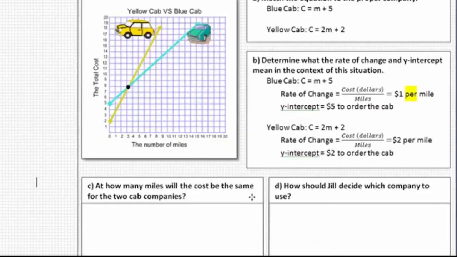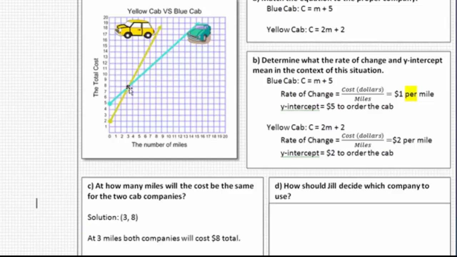Now we just have 2 more questions. At how many miles will the cost be the same for the 2 cab companies? Well, this is asking us for our solution, right? So while they've marked the solution on our graph, go ahead and see if you can write that down. What are the coordinates of the solution to the system of equations? Looks like right here is that point of intersection. Remember, that's our solution. So the solution is here at (3, 8), when x is 3 and y is 8.